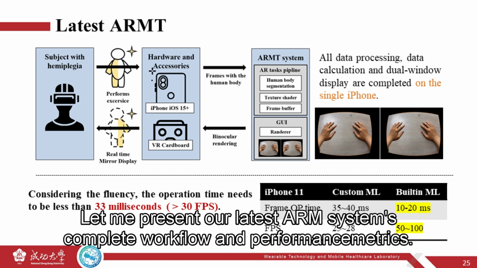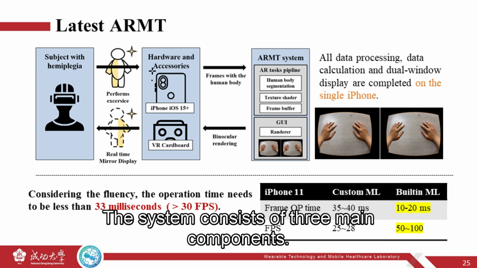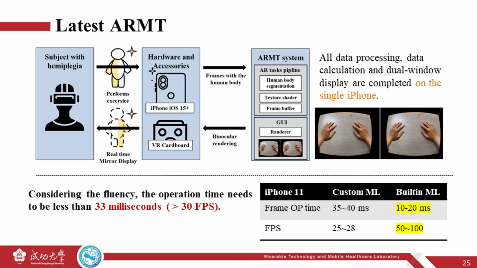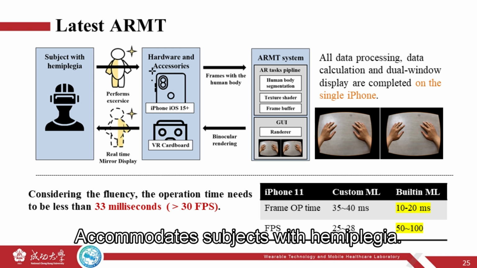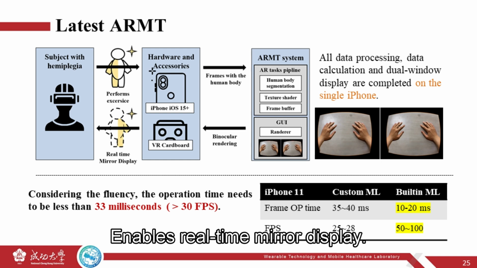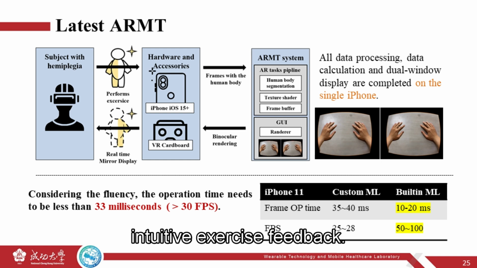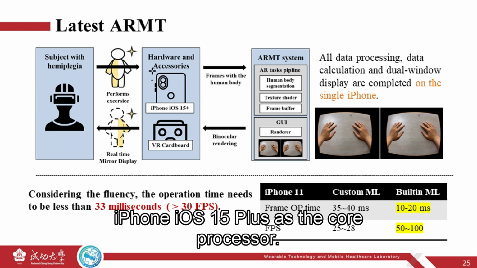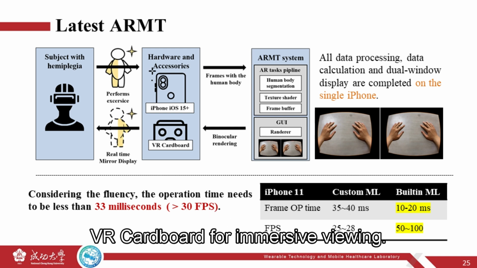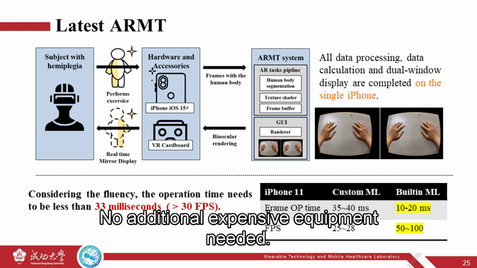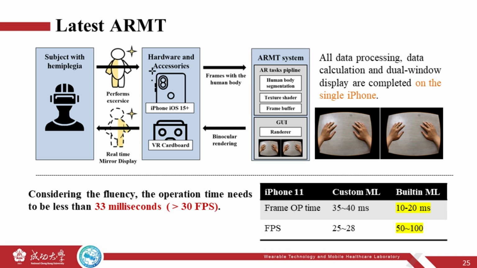Let me present our latest ARMT system's complete workflow and performance metrics. The system consists of three main components. User interface. Accommodates subjects with hemiplegia. Enables real-time mirror display. Provides intuitive exercise feedback. Hardware requirements. iPhone, iOS 15 Plus as the core processor. VR cardboard for immersive viewing. No additional expensive equipment needed.